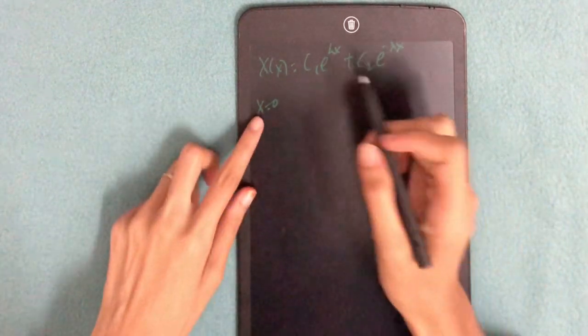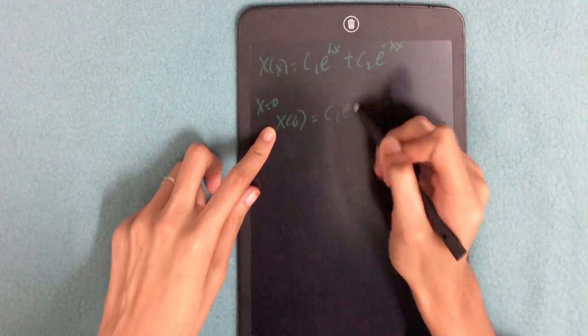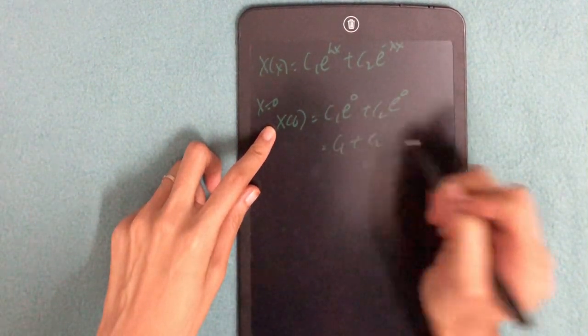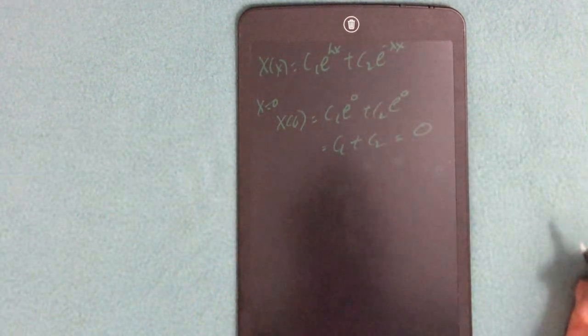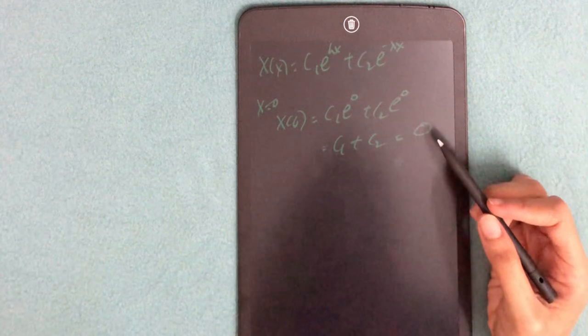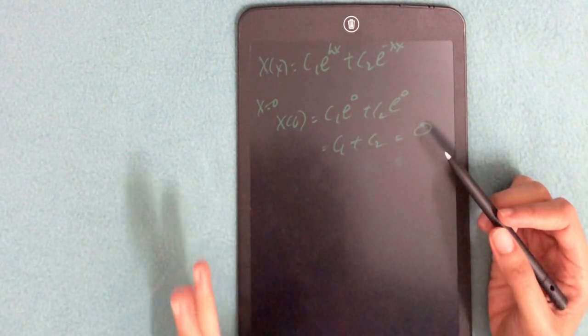0 and 4. So substitute 0 here. So you have C1 e power 0 plus C2 e power 0. So C1 plus C2, and this equation is equal to 0. Okay. 0 datang pada mana? Okay, tengok balik you punya boundary condition. Anything, refer back to your boundary condition.